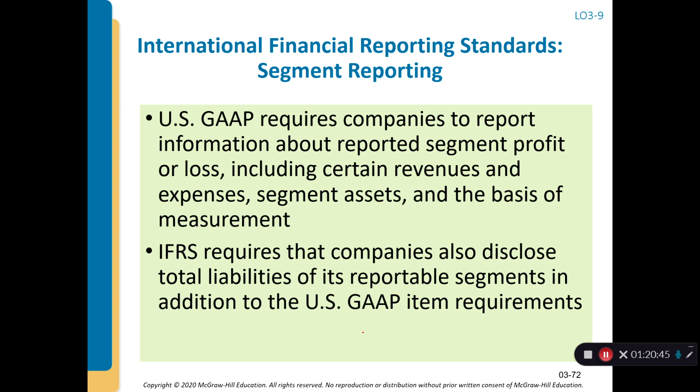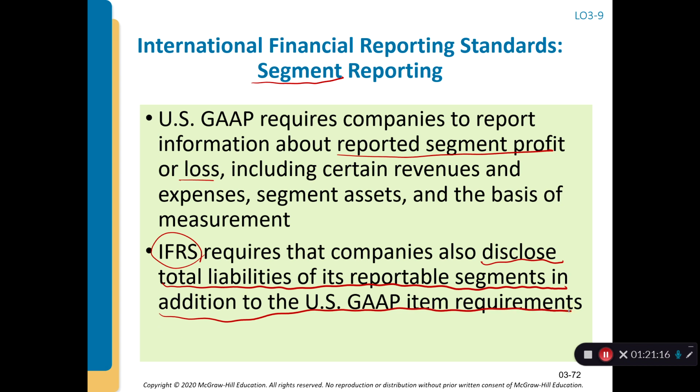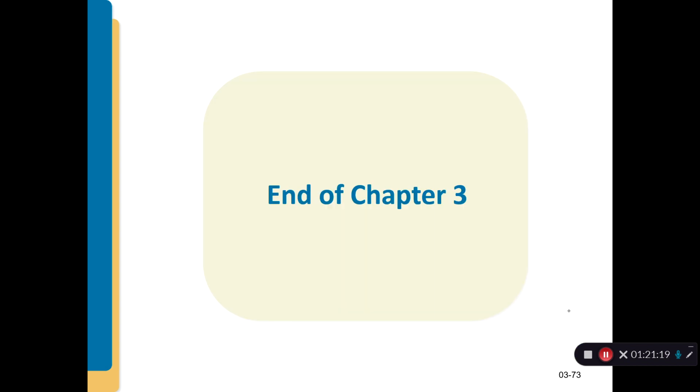And then in international financial standards regarding segment reporting, US requires companies to report information about reported segment profit and losses, including certain revenue and expenses, segment assets, and basis of measurement. And IFRS requires companies, on top of that, to also disclose total liability of reportable segments in addition to the US items requirement. Okay. So I just want to do a quick summary of chapter 3.